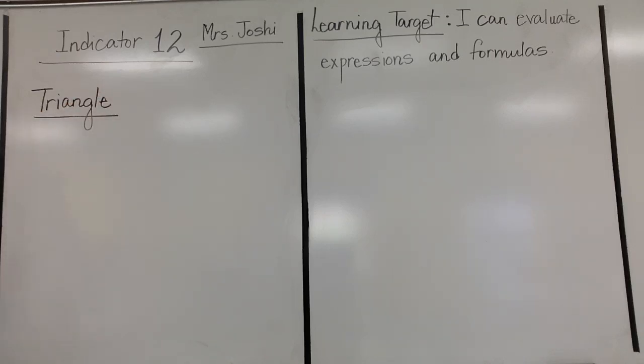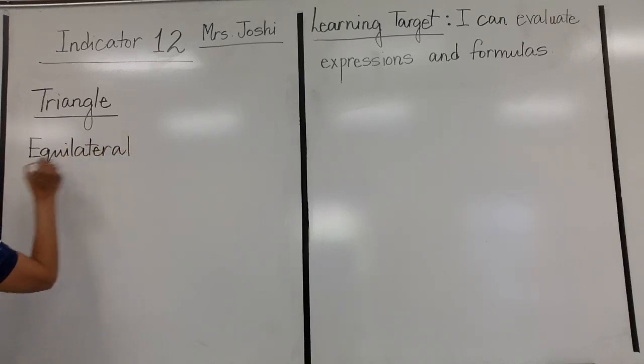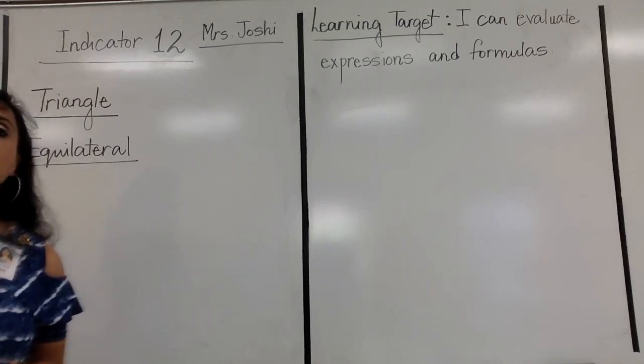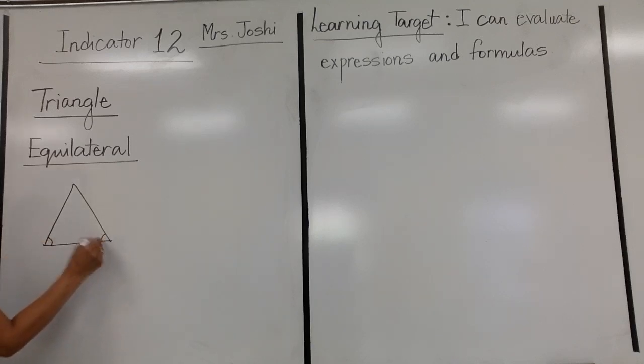All right, we have an equilateral triangle. So if I say equilateral, you know that just by looking at the word equal in there. This has 3 congruent sides and 3 congruent angles. Congruent means exactly alike, exactly the same, identical.